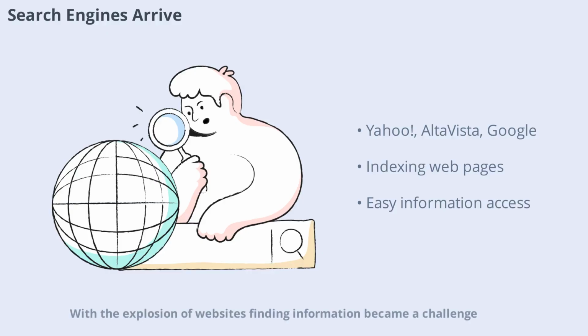With the explosion of websites, finding information became a challenge. Search engines like Yahoo, AltaVista, and later Google emerged to help users navigate the vast web. These tools indexed web pages and made it easy to find relevant content with a simple search. Search engines revolutionized how we access information, making the web more useful and user-friendly.